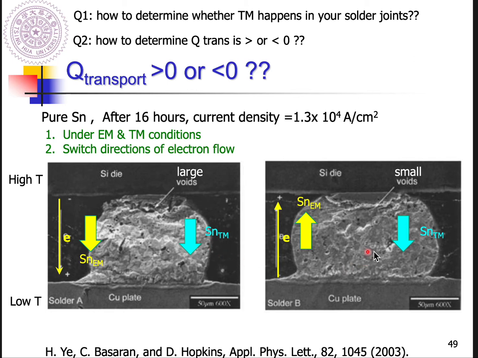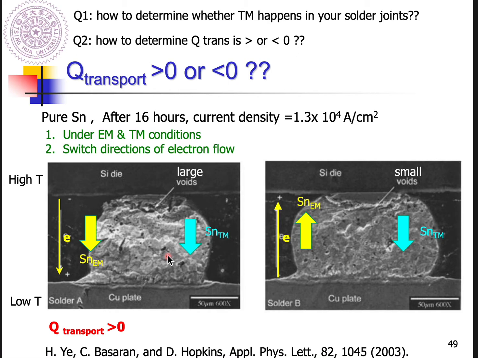So based on this proposal, we know the atomic flux of tin driven by thermal migration is from high temperature toward low temperature. So this is along the temperature gradient. So I believe the heat of transport in this case is positive. This is the way we get some idea of the sign of the heat of transport.